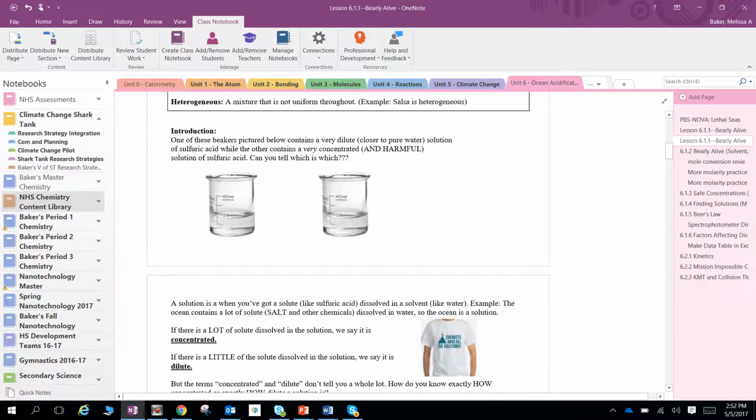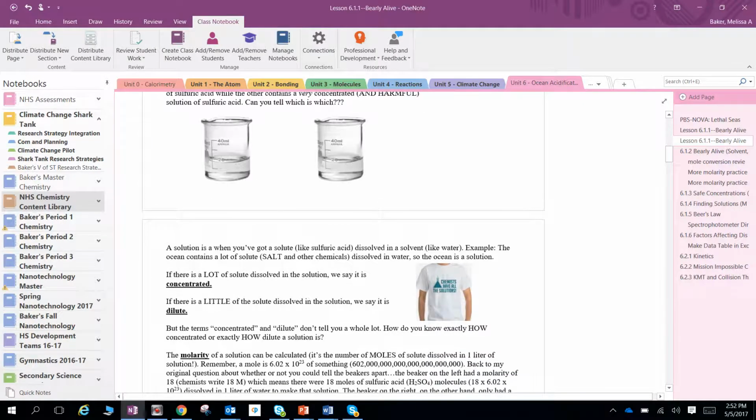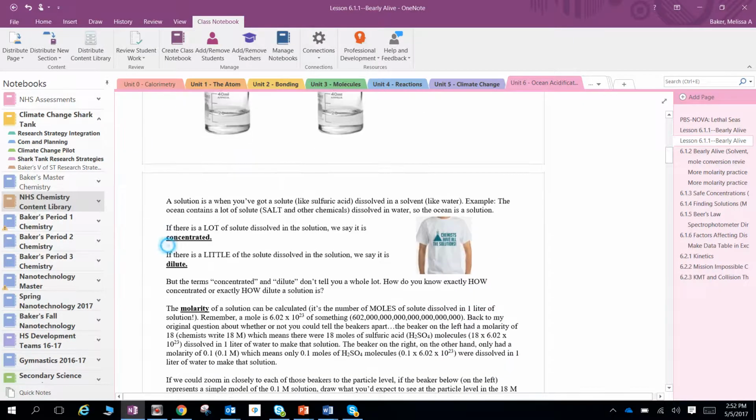So as a little introduction, I pointed out these two beakers. I said one of these contains a very dilute, which means it's basically pure water, solution of sulfuric acid. The other one is very concentrated and harmful. Can you tell which is which? And you definitely can't in this picture. They look exactly the same.